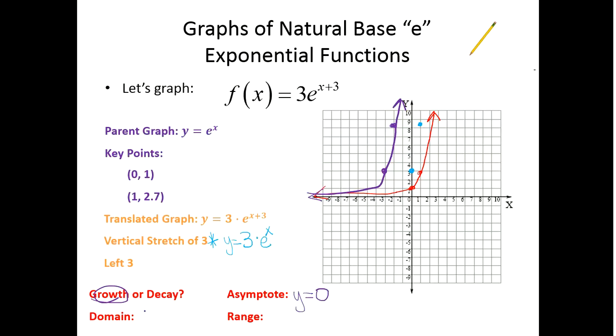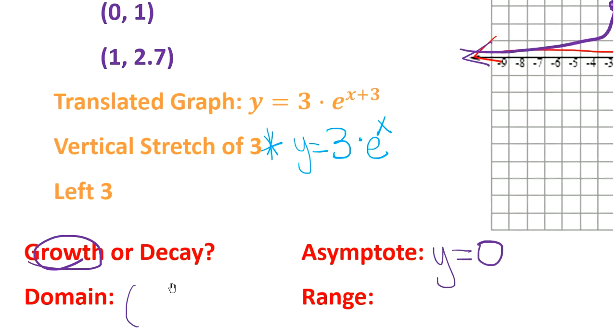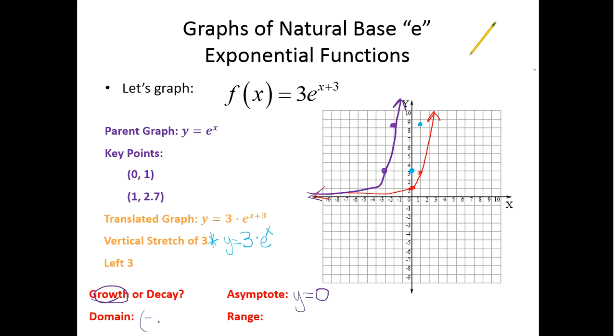My domain is still the same thing, negative infinity to positive infinity. And my range is still 0 to infinity because we have not moved up nor have we moved down.